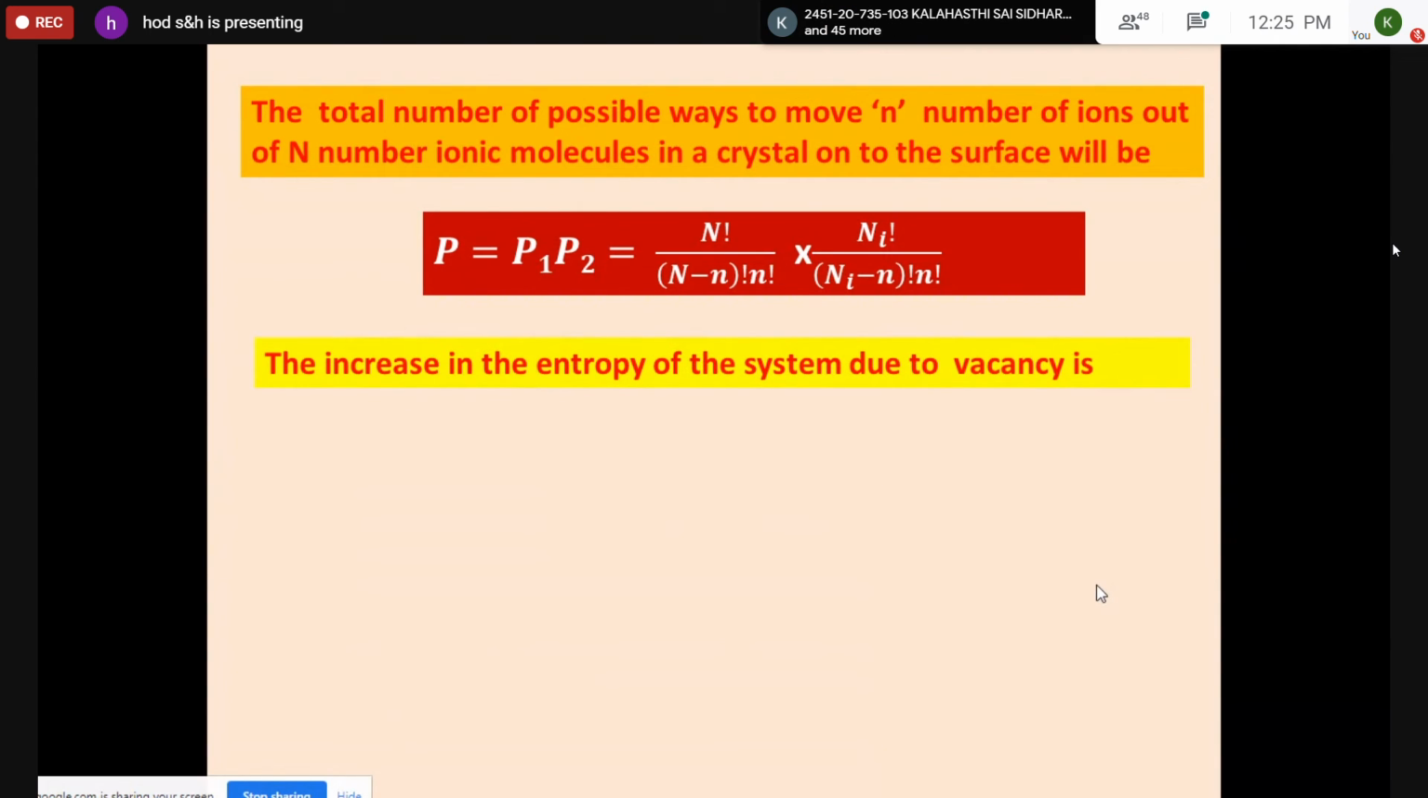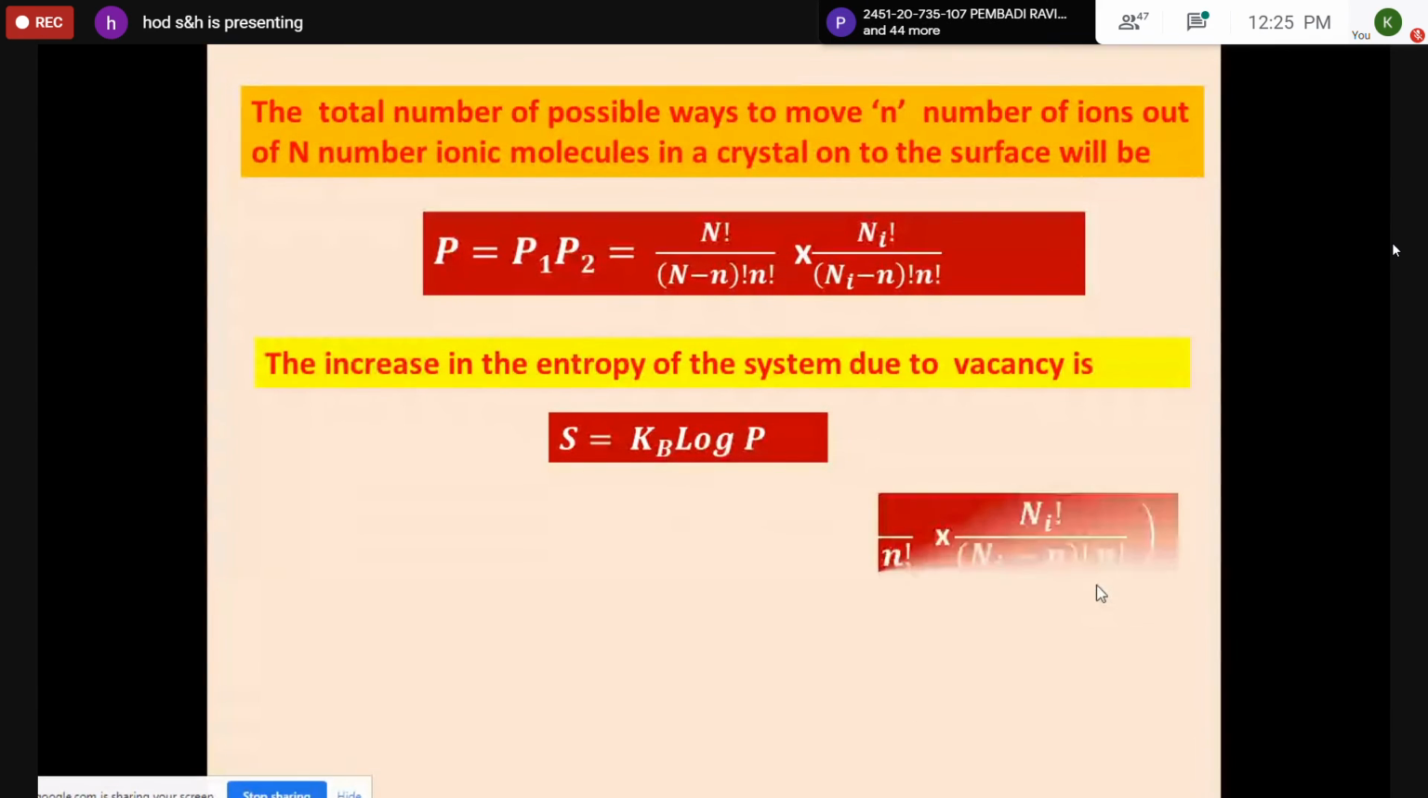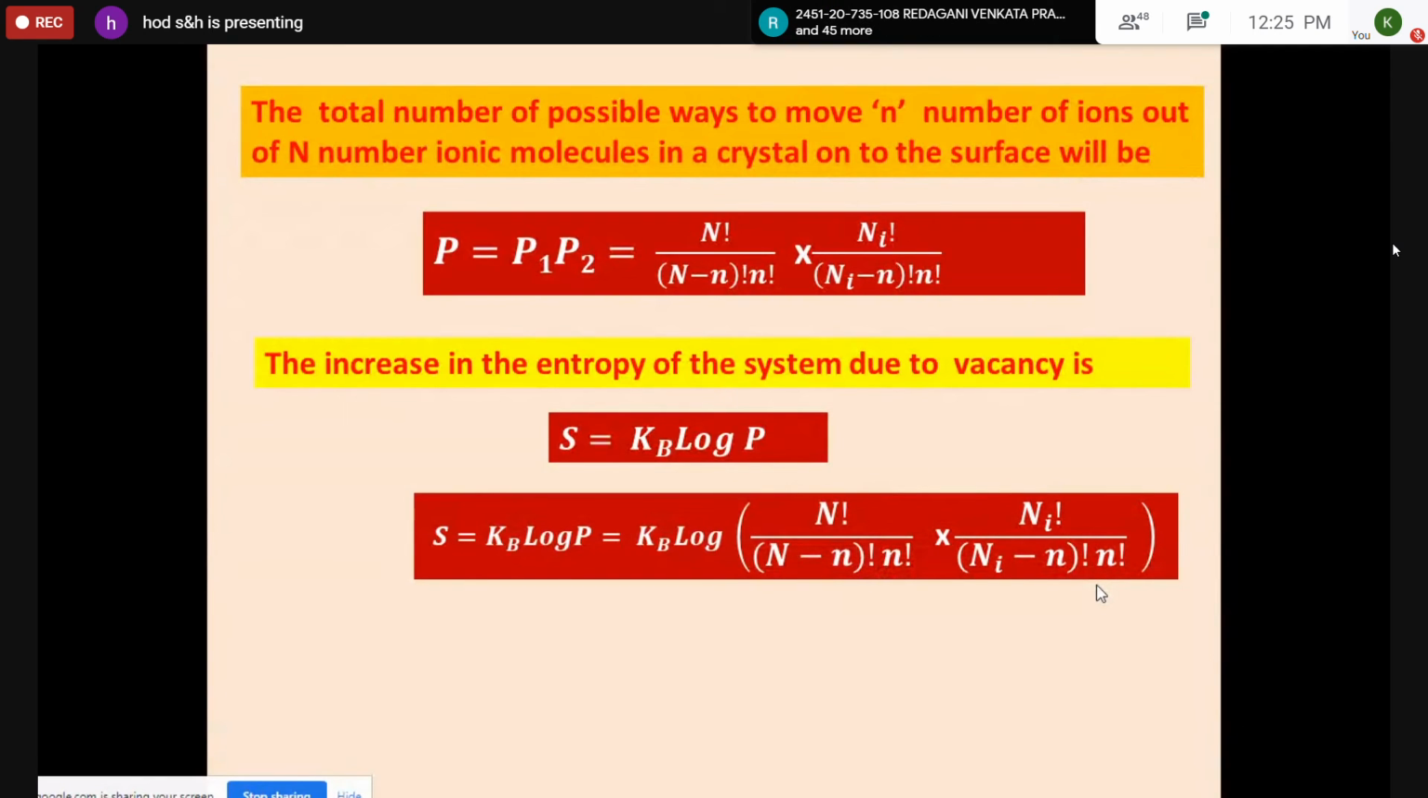Because of the disorder, as I said, entropy is there, and the increase in entropy due to vacancies is given by S equal to Kb log P. For P, you substitute P1 into P2, the expression explained above. So S is equal to Kb log P, with P replaced by the above expression.